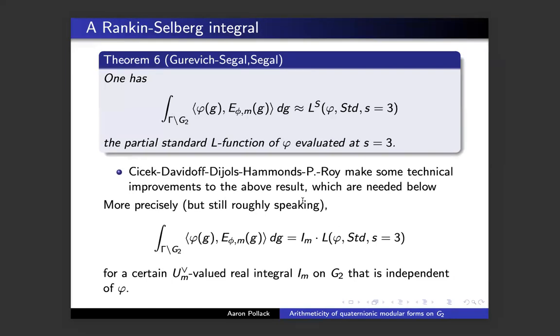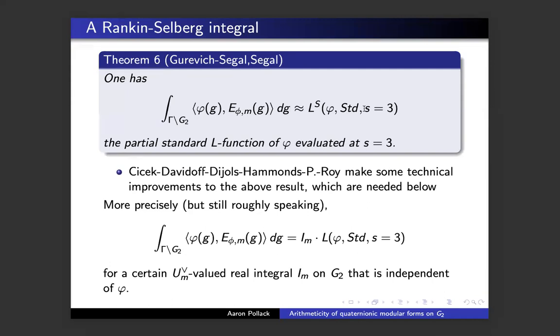So here's a theorem of Nadya Gurevich and Avner Segal, and then generalized by Avner Segal in a second paper. It says that this integral of the Eisenstein series with the cusp form represents the partial standard L function of the cusp form evaluated at s equals 3. So this is an automorphic normalization of the L function. And so I'm just going to finish off on one last slide.